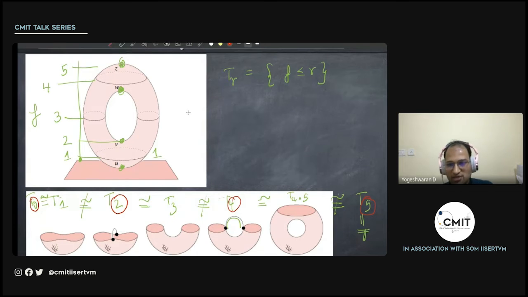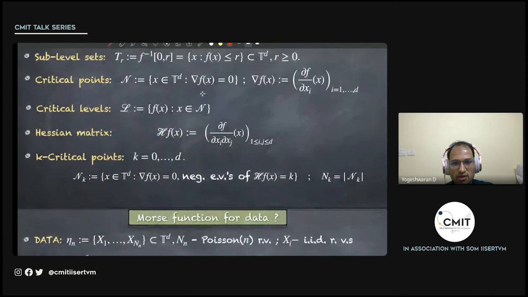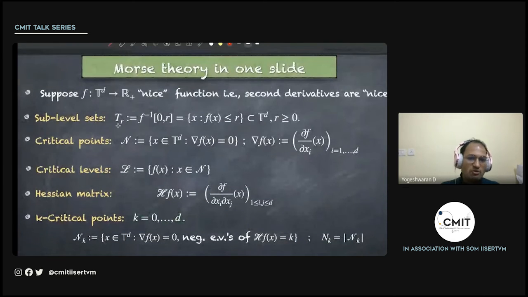Now let's define these things more formally. Just very quickly, this is something we did already last time. I'll go over it quickly. Suppose you have a nice function, second derivatives exist and all that. Sublevel sets are the sets which are below r, the part of the torus which lies within r. And then the critical points are those points at which the gradient vanishes. Very simple. Critical levels are the values of the critical points. You look at all the critical points, look at their values. These are the critical levels, and the topology changes at these.